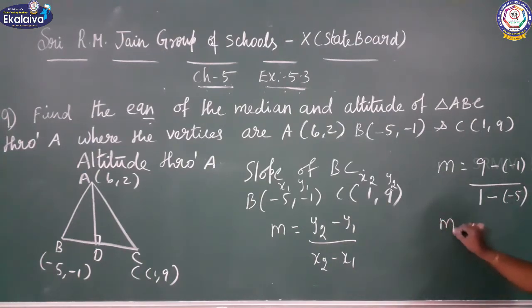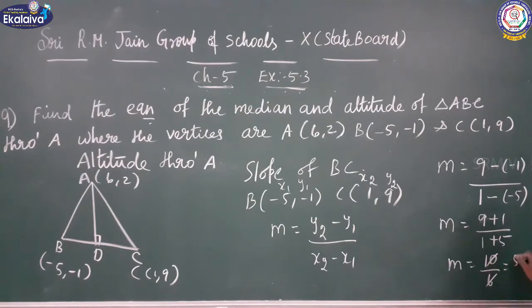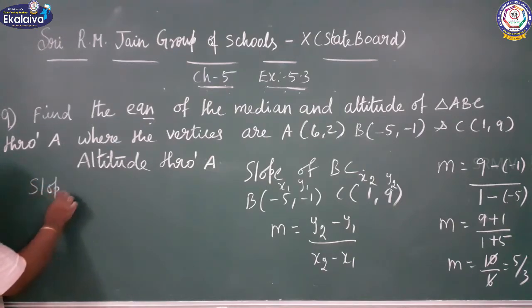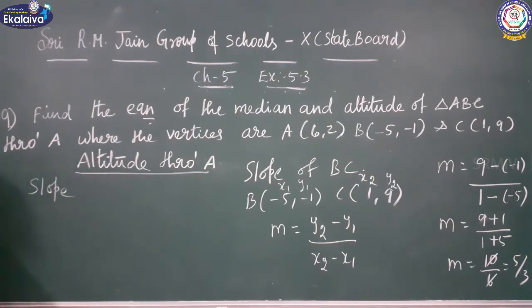So it gives M equal to 9 plus 1 by 1 plus 5. So M equal to 10 by 6. It gives 5 by 3. M equal to 5 by 3. Slope of altitude: altitude through A only you should find out.